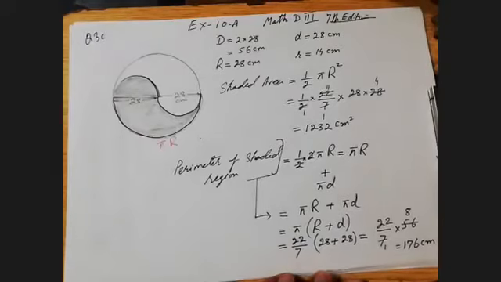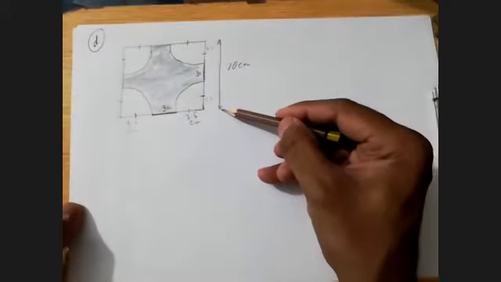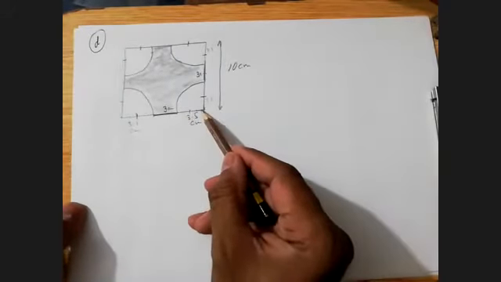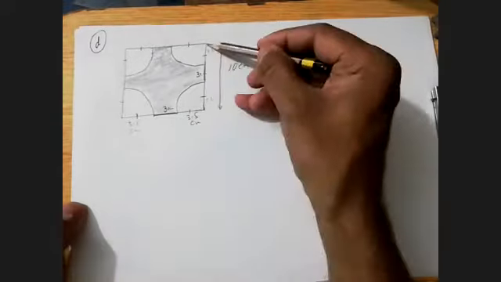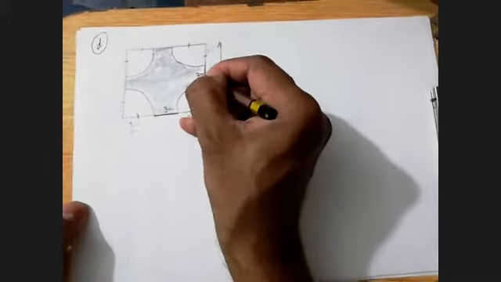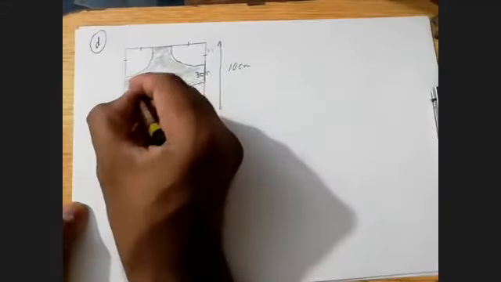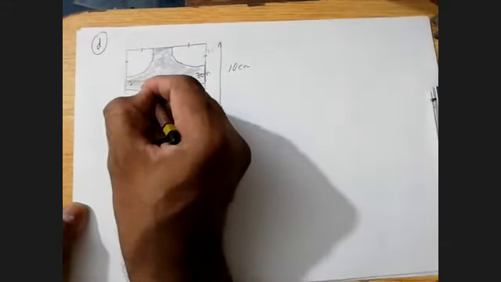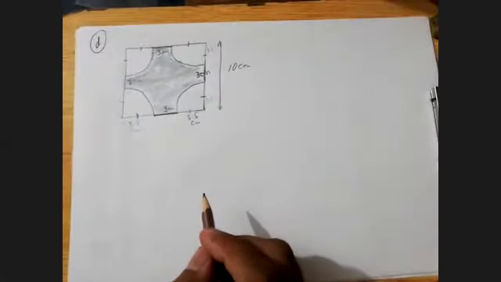176 centimeter. Okay, in this shape, this side is 10 centimeter. This radius of the sector is 3.5. So 3.5, 3.5, and the remaining is 3 centimeter. This line will also be 3 centimeter. This is also 3 centimeter, and this is also 3 centimeter.